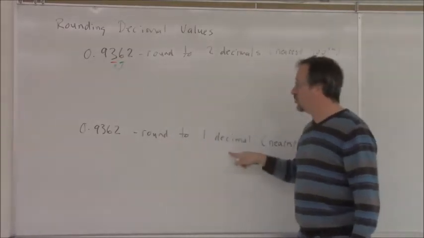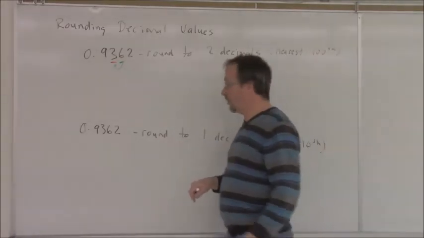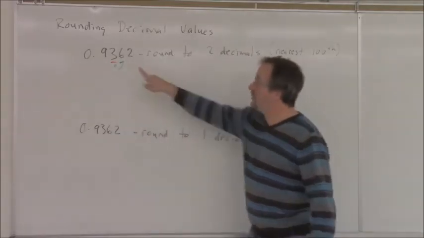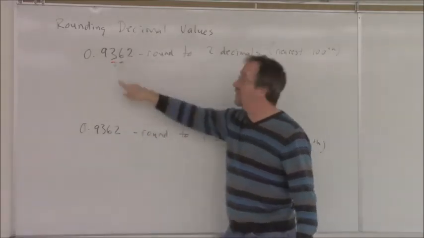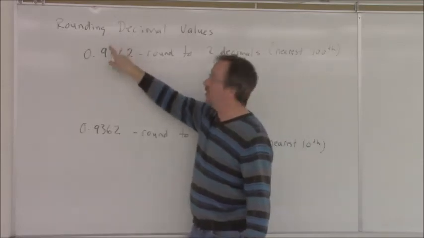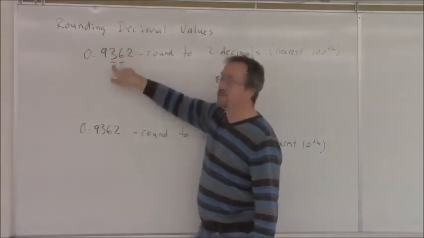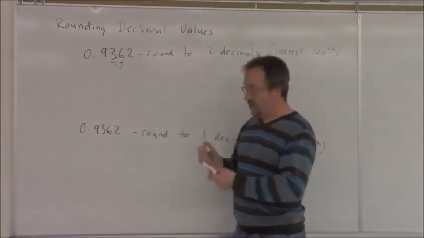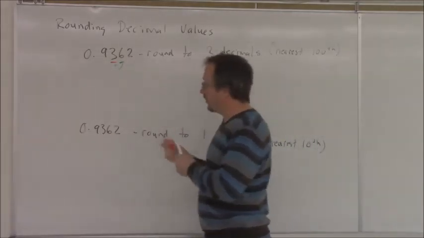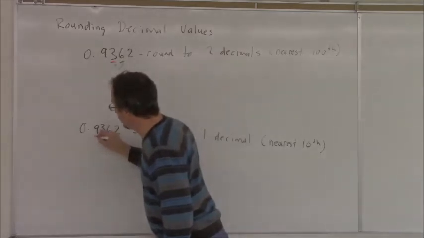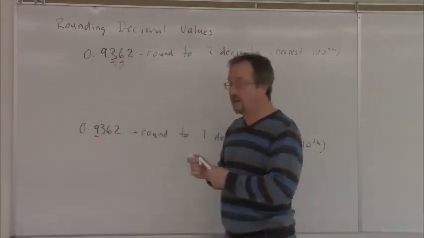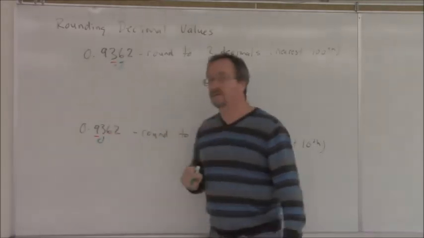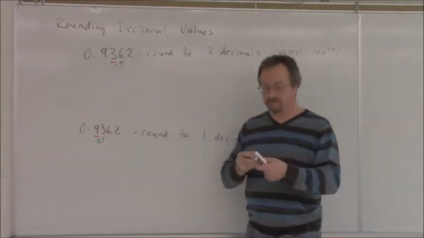This one, we're going to round it to 1 decimal place, or the nearest tenth. It's the same thing. Just like up here, 2 decimals is the nearest hundredth. Remember, tenths column, hundredths column, thousandths, and so on. That's the nearest hundredth, or 2 decimals. That's the nearest tenth, or 1 decimal. So I'm going to round this 9, but I use the number that follows it to tell me what I'm going to do with it.